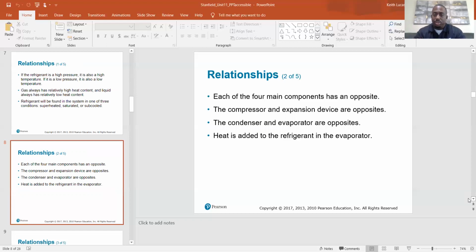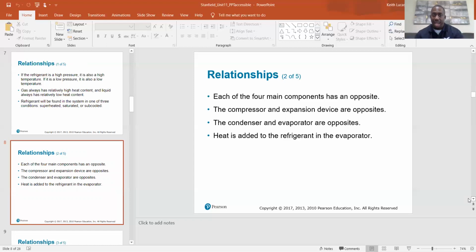And then the compressor and the expansion device are also opposites because they are the two points in the system where a pressure change takes place. At the compressor, the pressure is increased. At the metering device, the pressure is decreased. So they separate the high and the low sides of the system. From the compressor to the metering device is all high side.